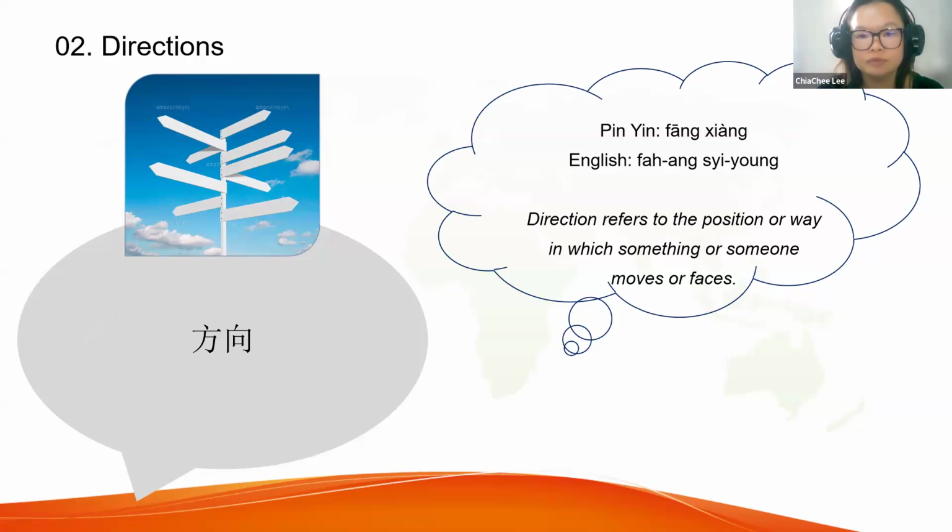请问方向, 询问方向. So in this training, we define 方向 as the position or the way in which something or someone moves or faces. Okay? So when I'm looking at you, I look in front, for example. 方向 is direction. Just a brief idea of that lah. And we can move on.